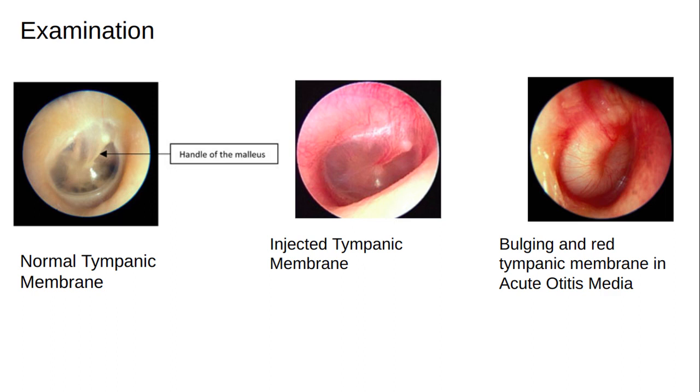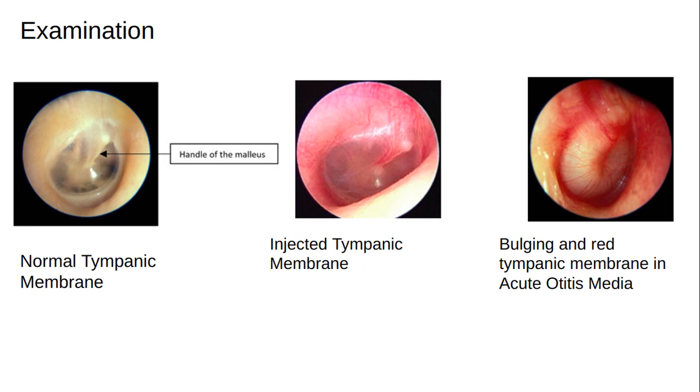All images shown below are taken from RCH Guidelines. The first picture shows a normal tympanic membrane. It is translucent. The handle of the malleus is vertical. No erythema. The second picture is an injected tympanic membrane. It is pink/red. Often seen with fever, eustachian tube obstruction, or viral upper respiratory infection. It is transparent, there is no middle ear effusion. The handle of the malleus is well seen and is more horizontal. The third picture shows bulging and red tympanic membrane in acute otitis media.